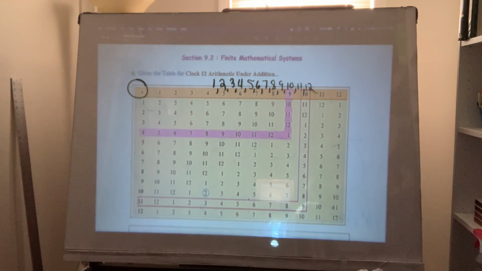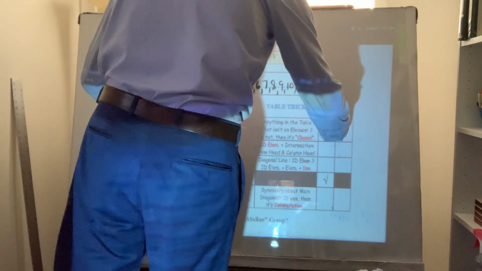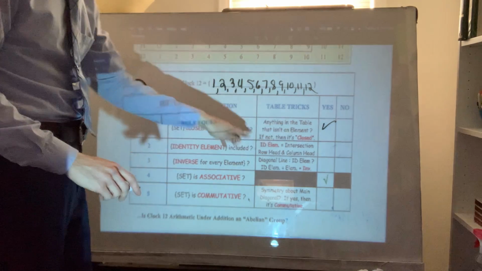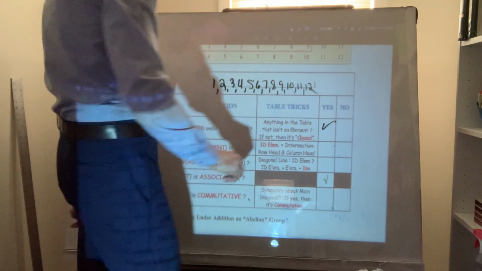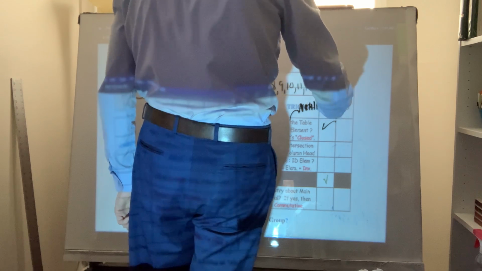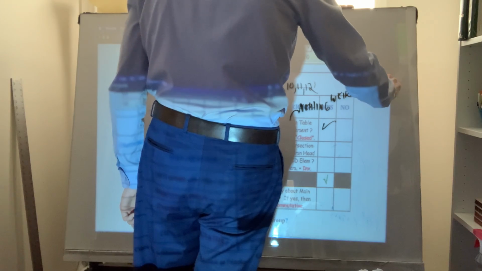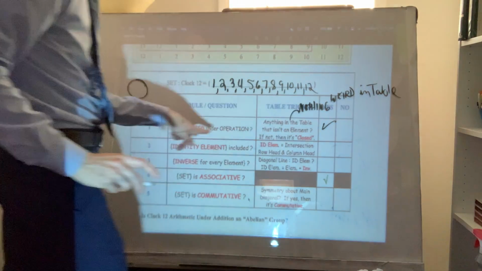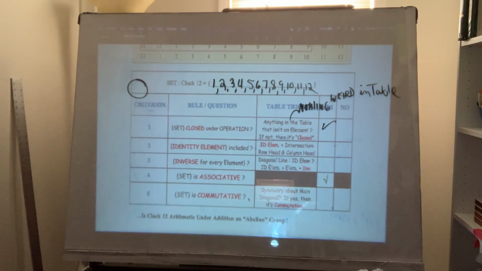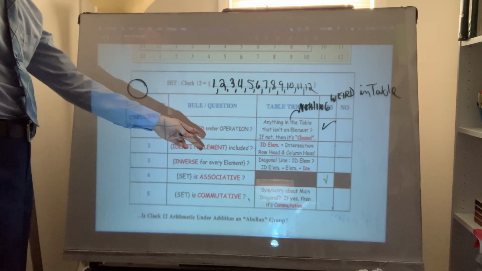The answer to this is yes, it is closed. Anything in the table that isn't an element? No. Nothing weird in the table. So therefore, it is yes. Closed. Meets the first criterion. Number 2, identity elements included.